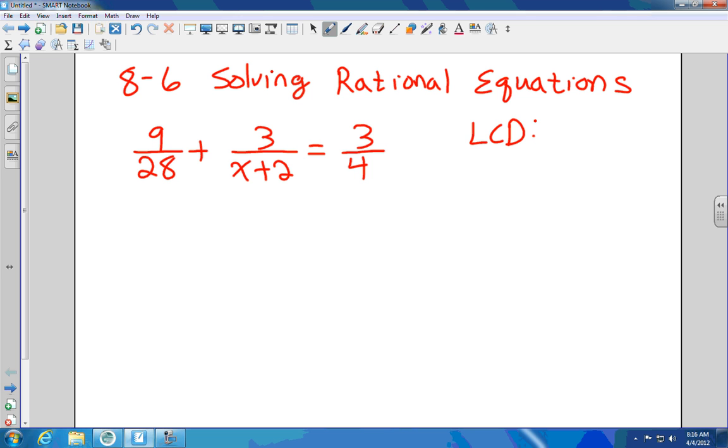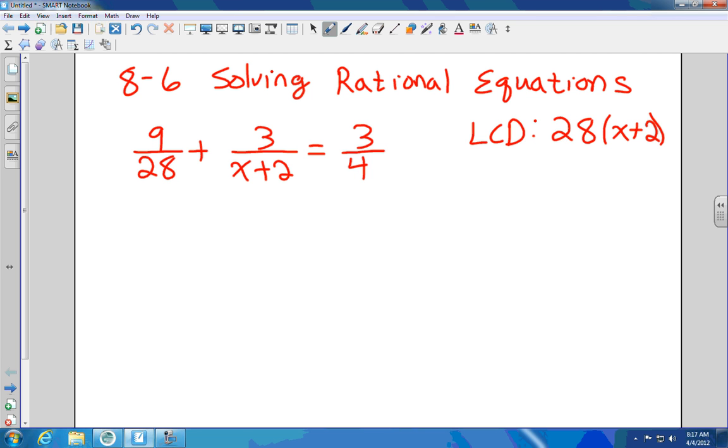So looking at 4 and 28, the smallest number that they go into would be 28. So that is part of your common denominator, 28. And that takes care of the 4 and the 28, just like we did in section 2. And what do we have left then? The x plus 2. Obviously, that also has to go into the common denominator, and that takes care of the x plus 2. So all your denominators then are accounted for.